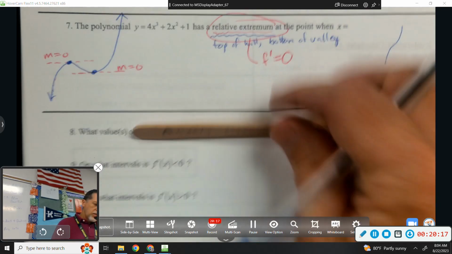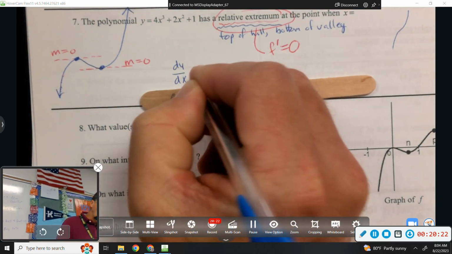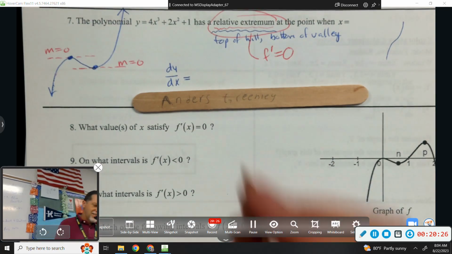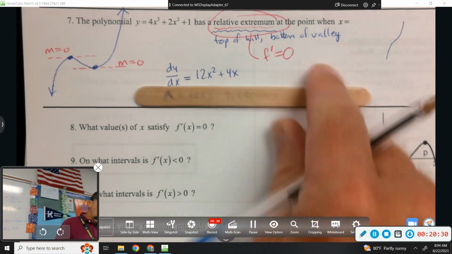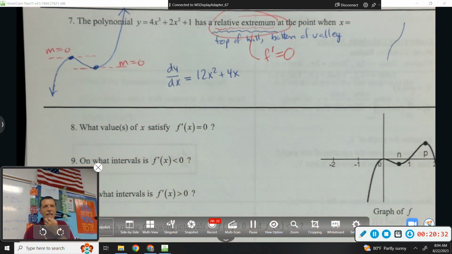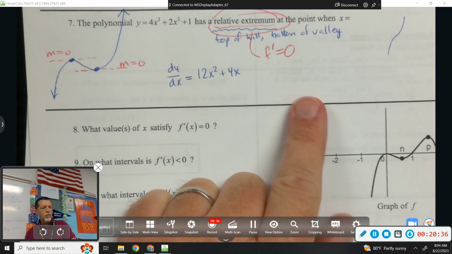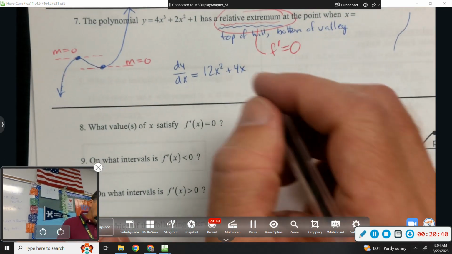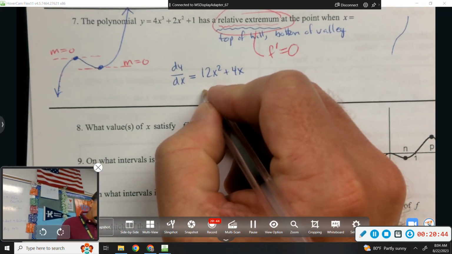So, Anders, what's the derivative of our function? I'll let you do all 3 pieces because it's an easy one. 12x squared plus 4x. Good. 12x squared plus 4x. And I want to know where that's equal to 0. Because where the slope is 0, I might have a relative extrema, top of a mountain or bottom of a valley. So I can factor out a 4x.